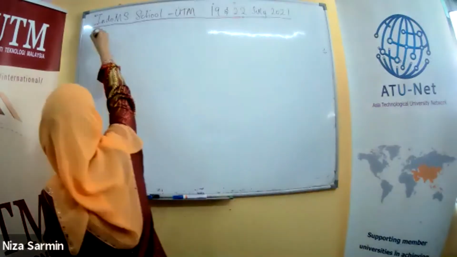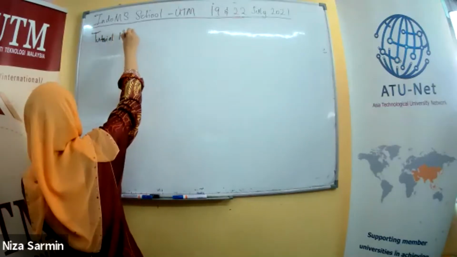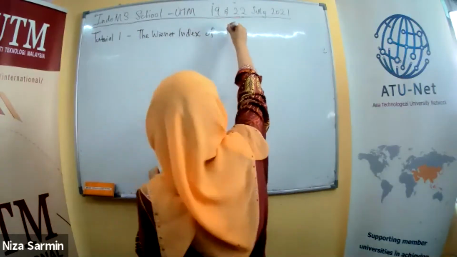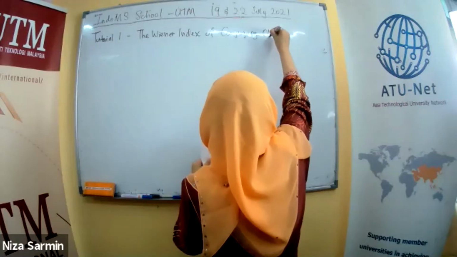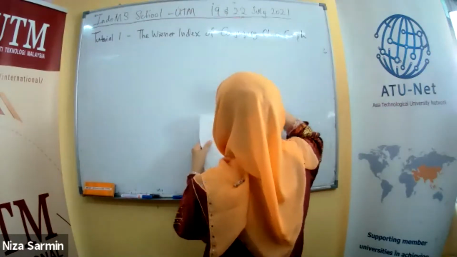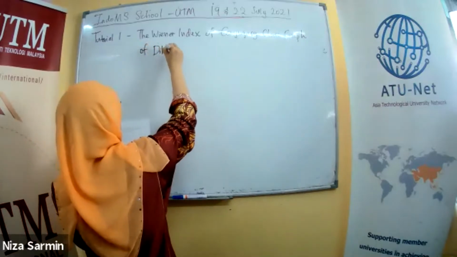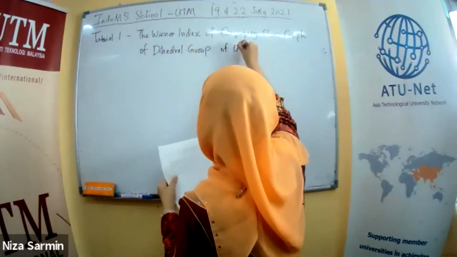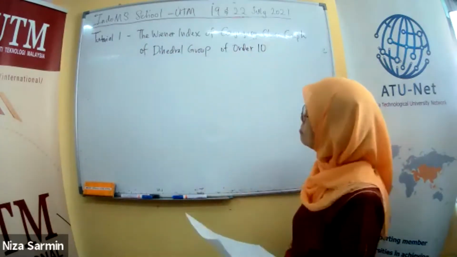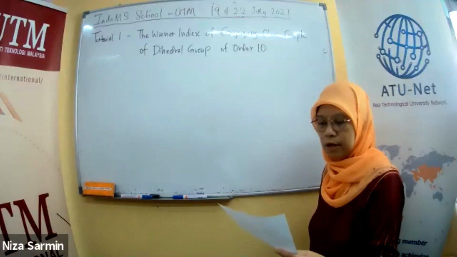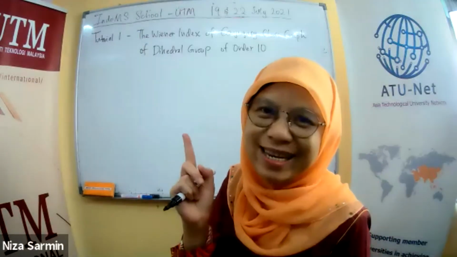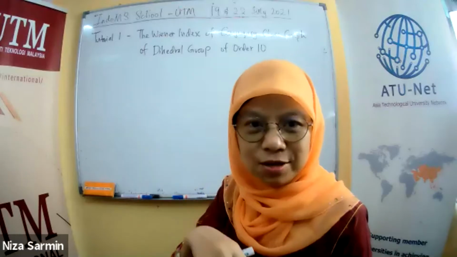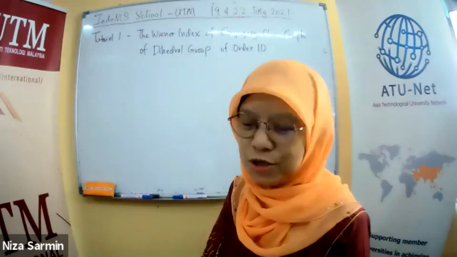The tutorial is on the Wiener index of the conjugacy class graph of the dihedral group of order 10. I just take one, because we now only know the Wiener index. For the second graph, the conjugacy class graph, you have learned about the non-commuting graph and the other one, and the conjugacy class graph is new.